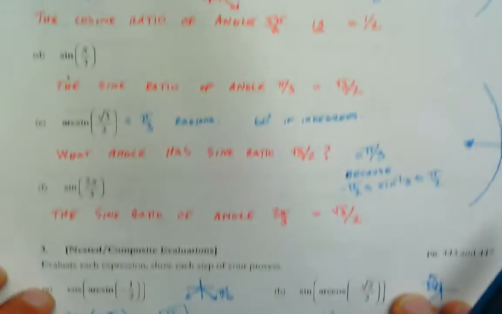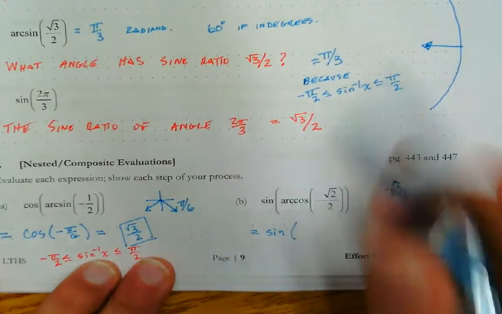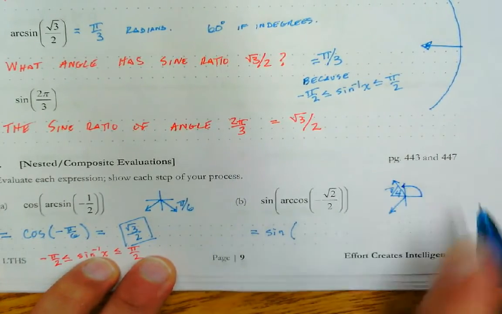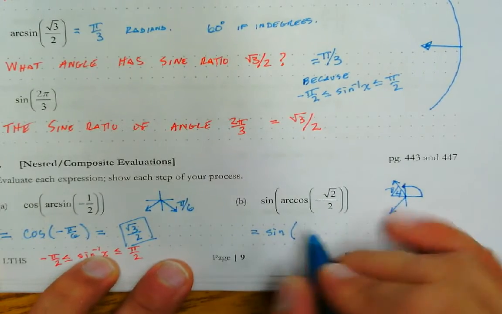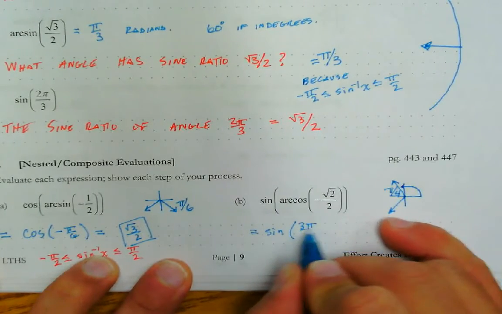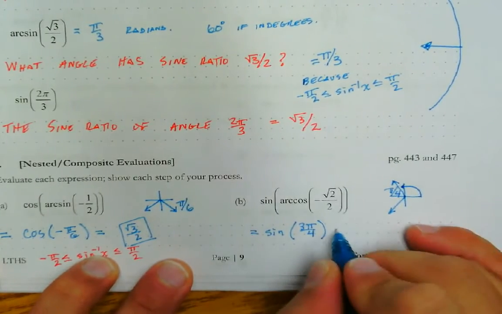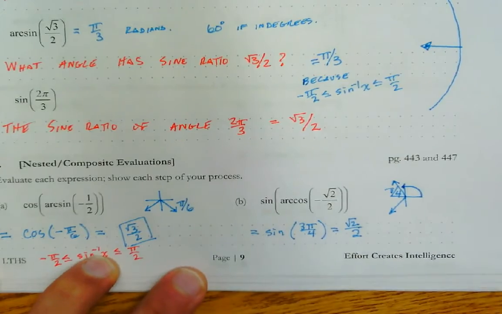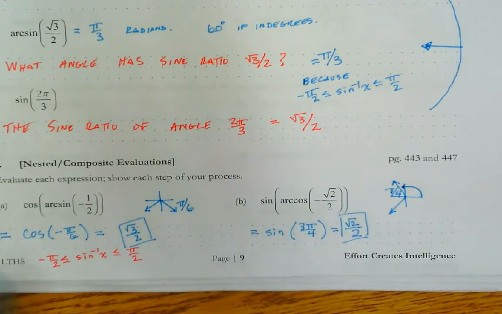Recall that the output of the inverse cosine is going to be between 0 and pi. So we need an angle between 0 and pi for this, which means we're going to have the angle from the starting position up to there. That's going to be between 0 and pi. What is that angle? 3pi/4. Okay. What's the sine of 3pi/4? The sine of 3pi/4 is √2/2. So there I have the evaluation of my expression.